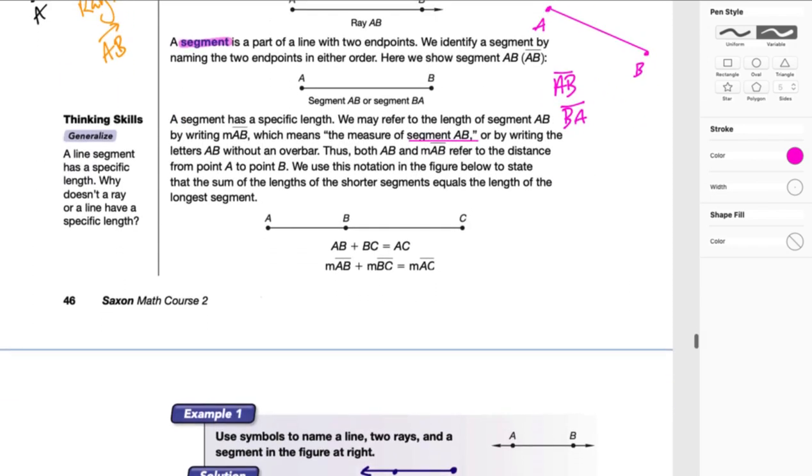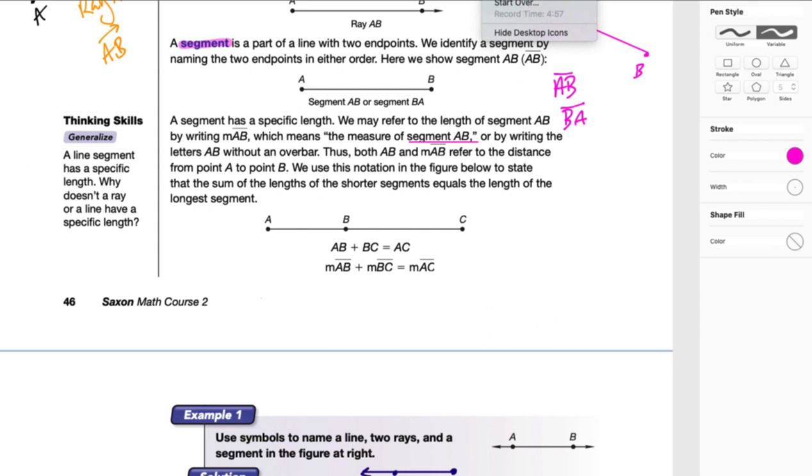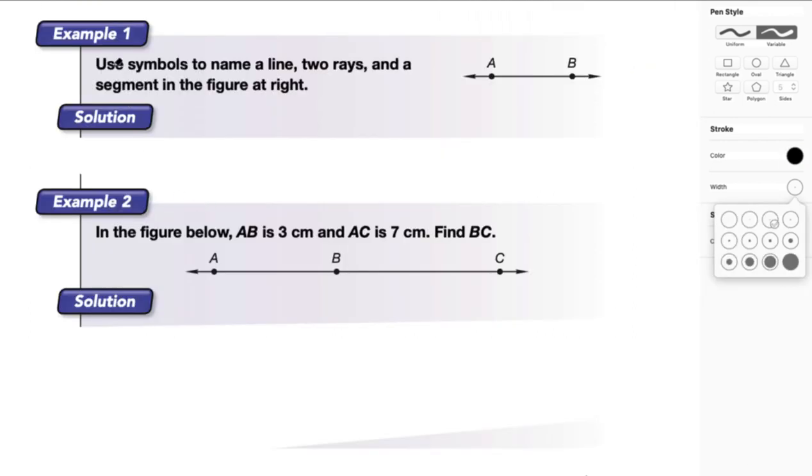Let's go ahead and look at our first example. So here in example 1, we are asked to use symbols to name a line, two rays, and a segment in the figure. So let's take a look. The line clearly we could name like this, call it AB, or we can call it BA. The way you name a line is interchangeable in terms of the order of the letters, once you make sure that you have it with the arrows at the top on both ends. So this is how you would name the line.